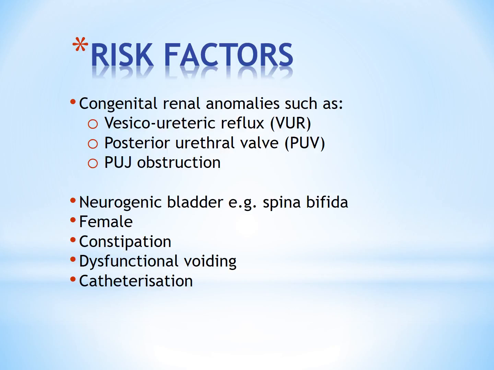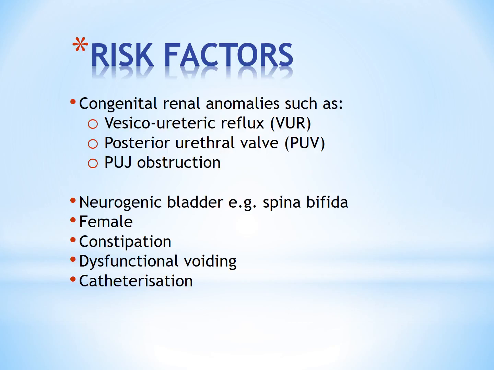There are several risk factors that predispose a child to have urinary tract infection. Babies born with congenital renal anomalies such as vesicoureteric reflux, posterior urethral valve or pelviureteric junction obstruction are at risk of developing urinary tract infection. Children with spina bifida may have neurogenic bladder, leading to urinary stasis which predisposes them to develop urinary tract infection. UTIs are more common in girls compared to boys because of their shorter urethra.